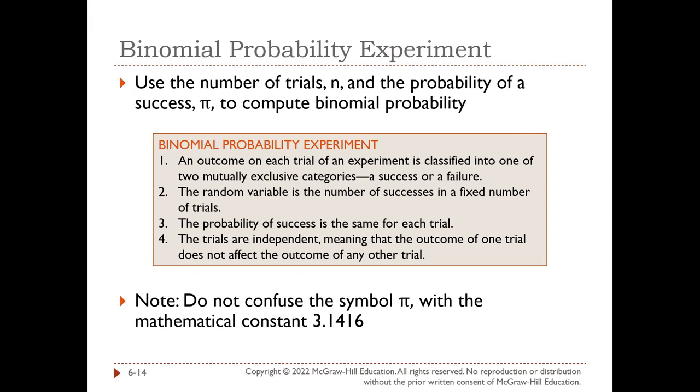So, for a probability experiment, again, an outcome on each trial of an experiment is classified into 1 or 2 mutually exclusive categories, a success or a failure. The random variable is the number of successes in a fixed number of trials. The probability of success is the same for each trial. The trials are independent, meaning that the outcome of one trial does not affect the outcome of any other.